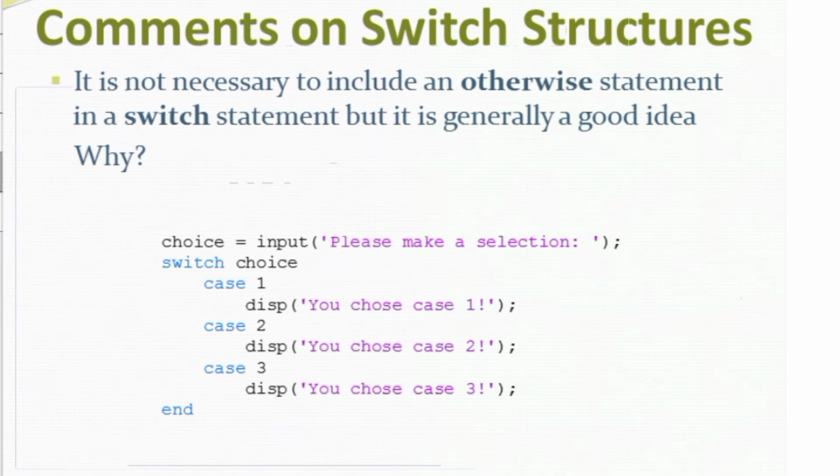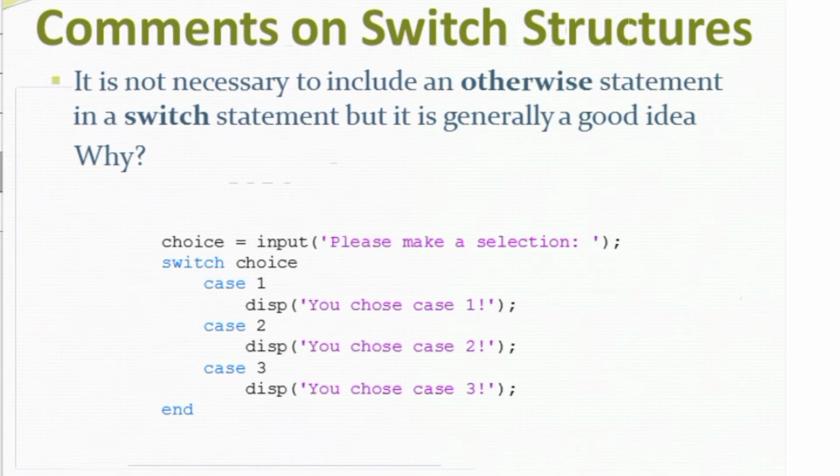So you have an input statement, you ask the user to type in a value, they type in that value, it gets stored into choice. Choice is then your switch control variable. And you have different cases based on what the value for choice is. So if the user typed in 1, you do whatever's in case 1, similarly for 2 or 3.